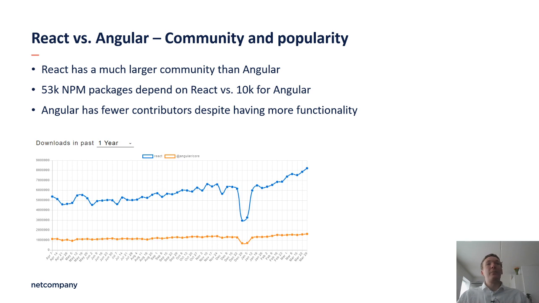So the community and the popularity: if it was a popularity contest, React would win any day of the week, any month of the year. As you can see here, React has a much larger community than Angular, at least in the open source community. Just looking at npm stats, there are 53,000 npm packages that depend on React, versus 10,000 for Angular's core. And Angular has fewer contributors on GitHub than React, despite having even more functionality.